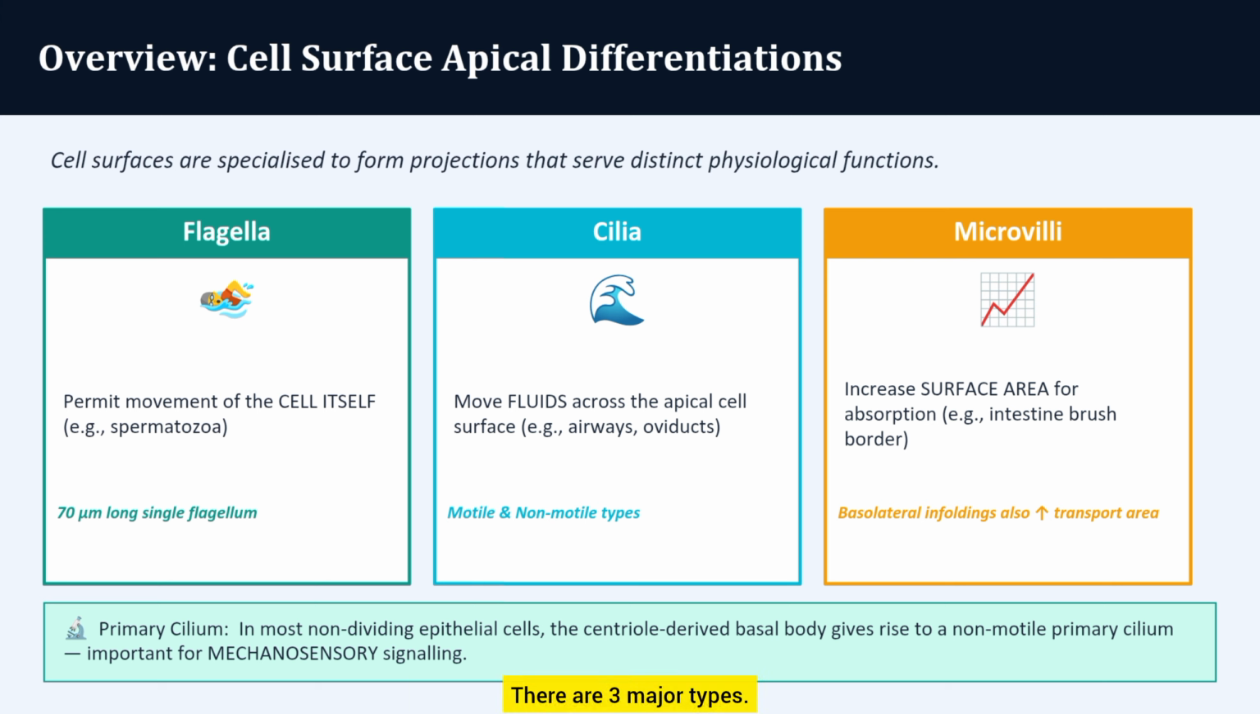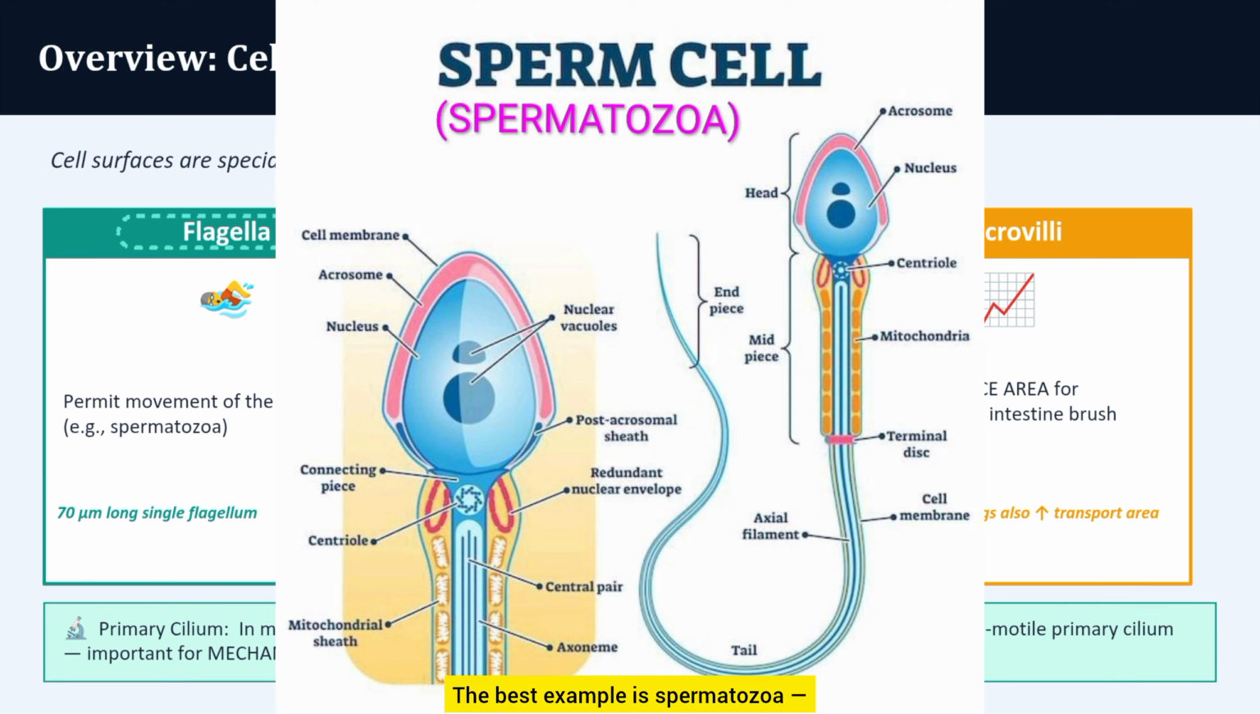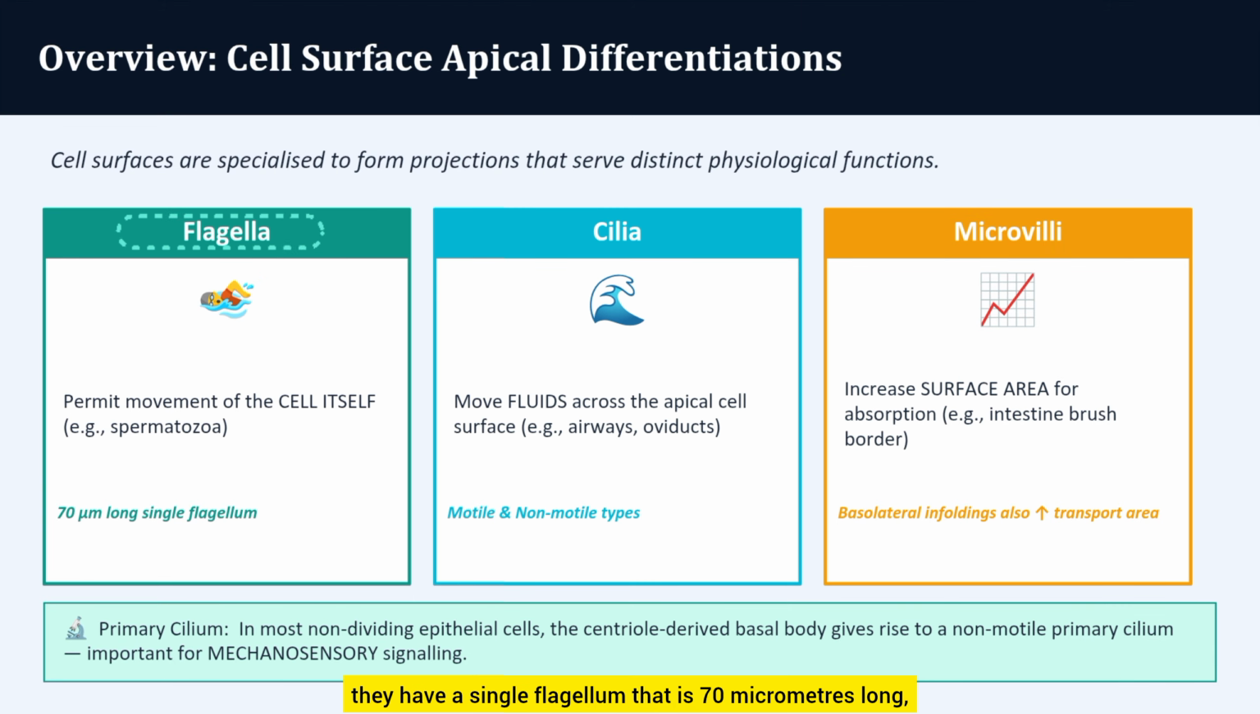There are three major types. First, flagella. The job of flagella is to move the cell itself. The best example is spermatozoa. They have a single flagellum that is 70 micrometers long, which makes them swim.